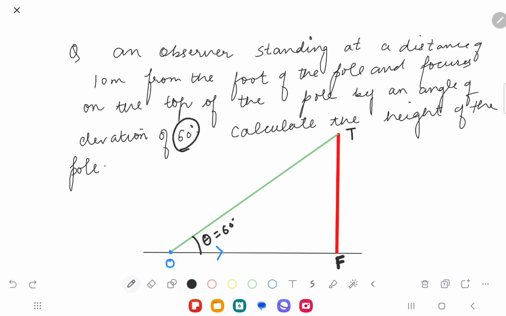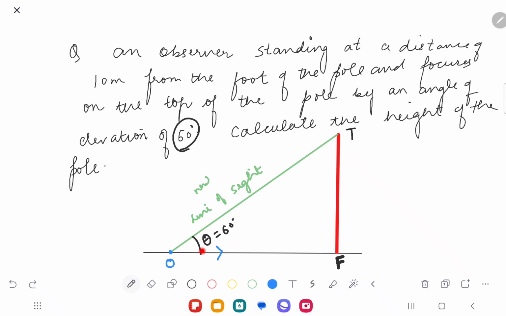Now see, if this is theta, this is 60 degrees. And this is my line of sight. This is my new line of sight, which is the oblique line of sight, and that's making an angle of 60 degrees with my horizontal line of sight. So this is the angle of elevation.